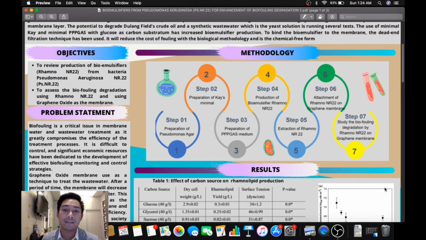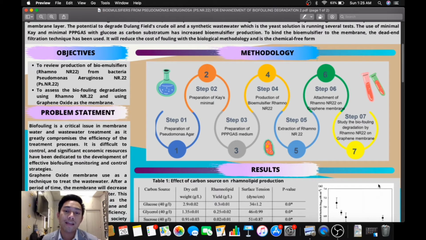The next step is the preparation of minimal case. The first step, we have to mix together the ammonium hydrogen, potassium sulfate, magnesium sulfate, and distilled water in a conical flask, and then adjust the pH until it becomes 6 by adding sodium hydroxide. The minimal medium was then autoclaved for about 2 hours, and then stored in the fridge.